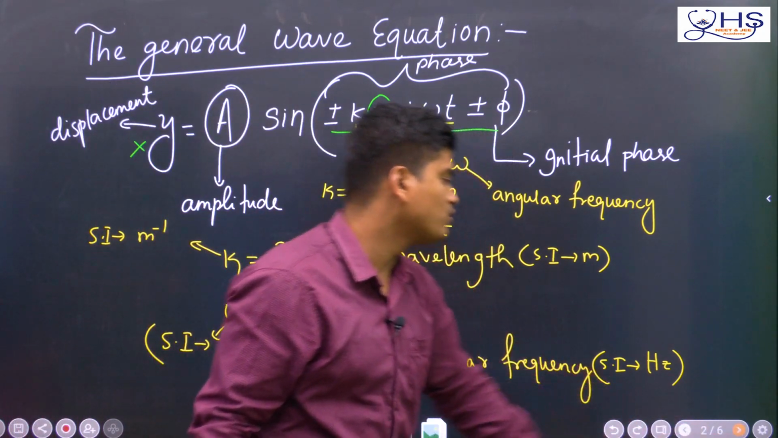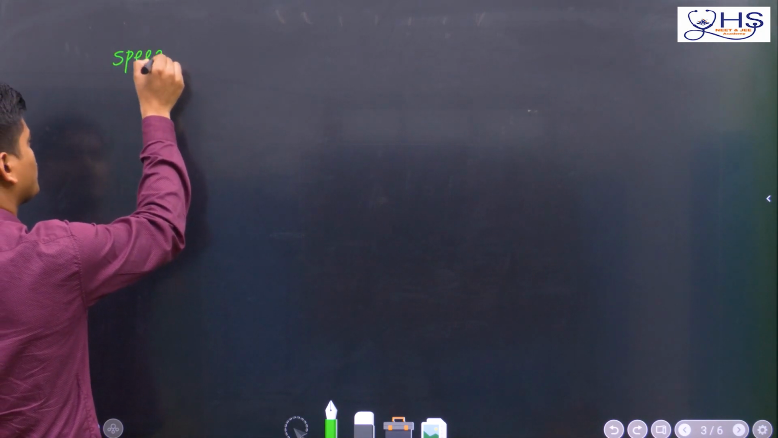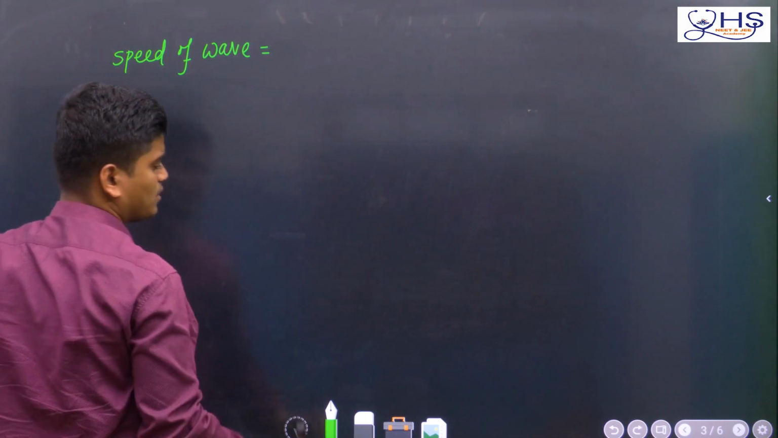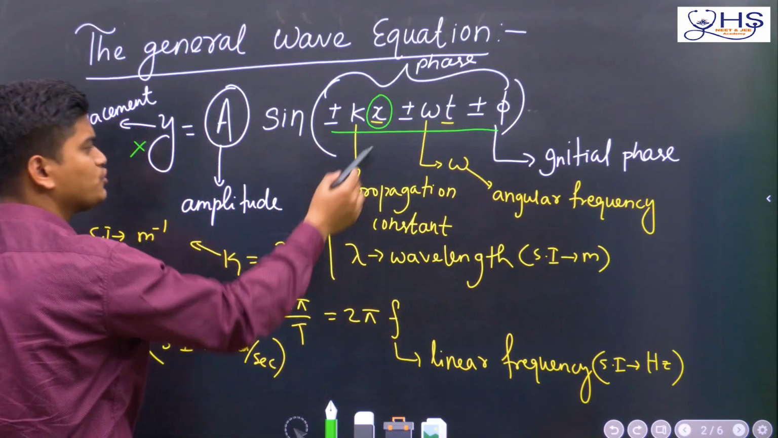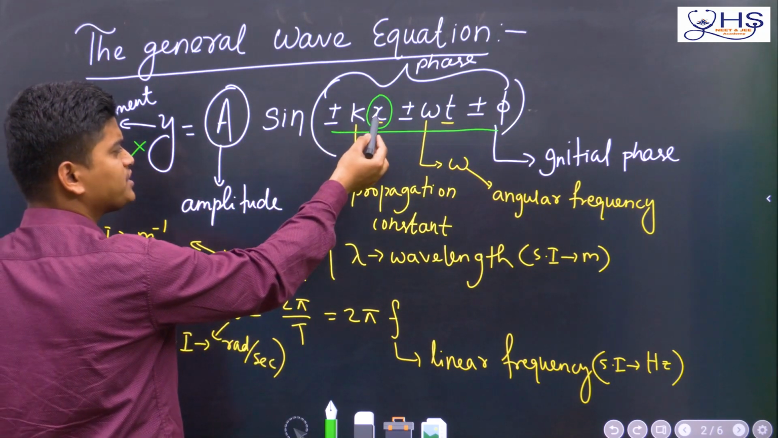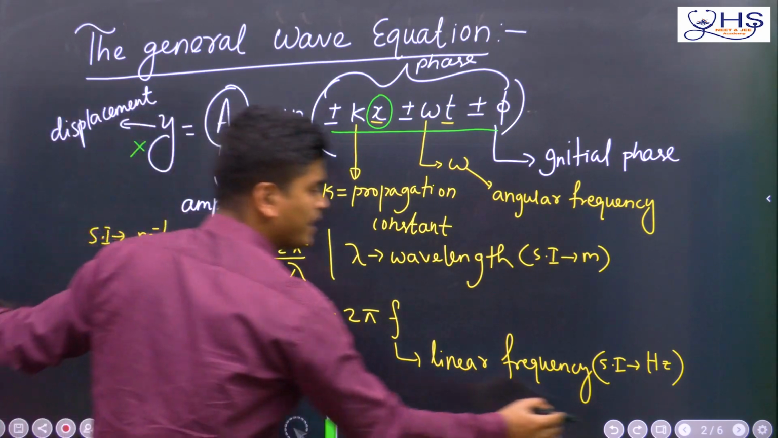Now next slide you come here. Now here understand one thing basically called the speed of the wave. Suppose you want to find the speed of the wave, then what will we do here? Now for the speed of the wave, you have to see this expression. From here you have to take the coefficient of t and the coefficient of x. Then you have to substitute here.